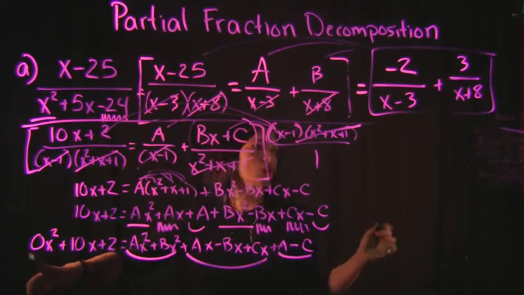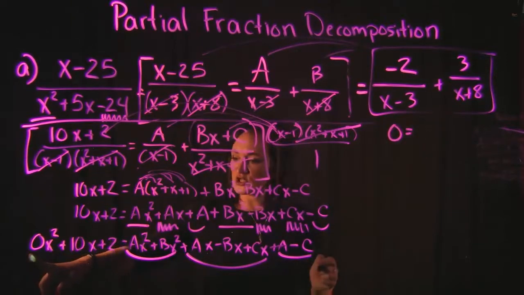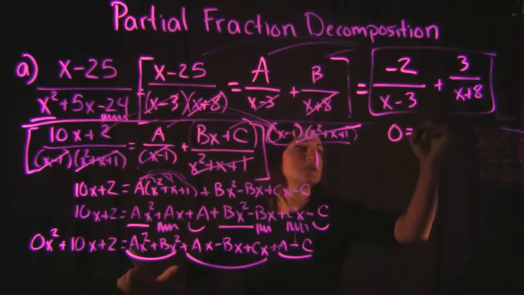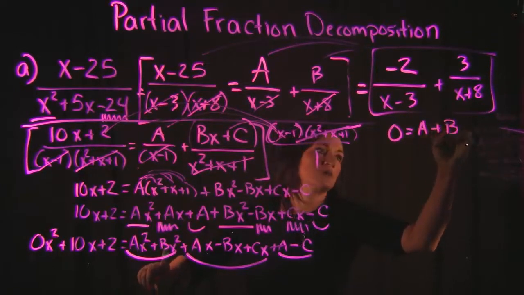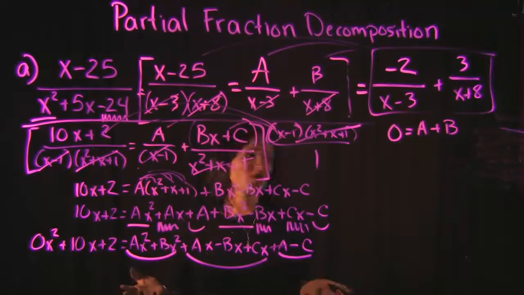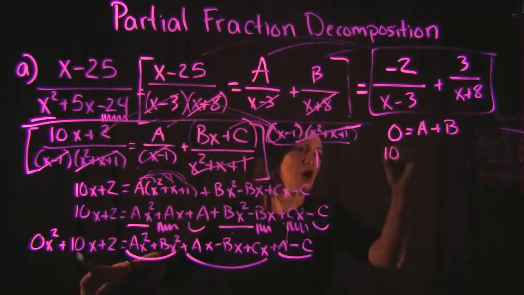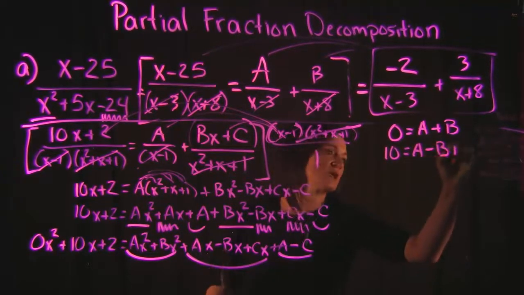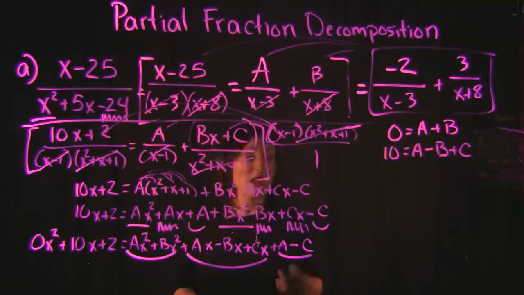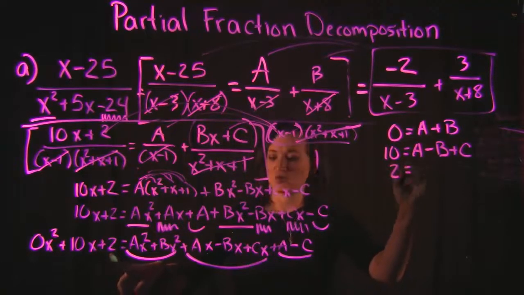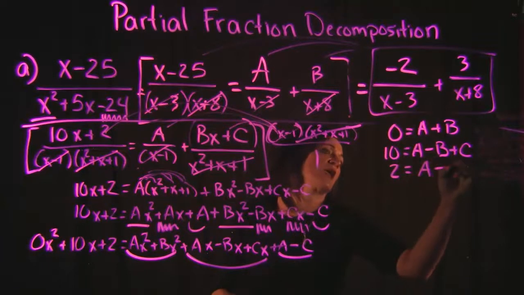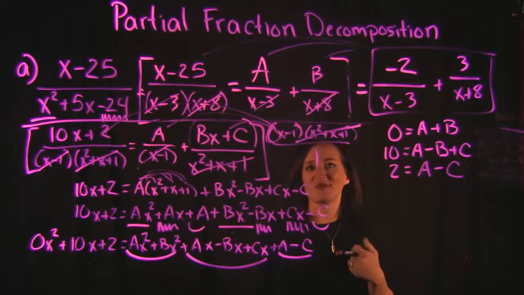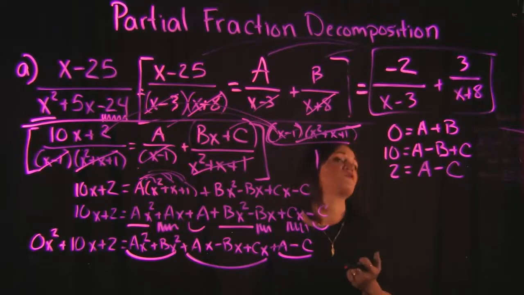What that means is its coefficient 0 is going to match up with the coefficients of the x squared terms on the right side. So 0 is equal to a plus b. The coefficients of our x to the first power, that is 10 on the left-hand side, and on the right-hand side we have a minus b plus c. And then our constant terms, on the left we have 2, and on the right-hand side we have a minus c. So this is the system of equations that we need to solve here.